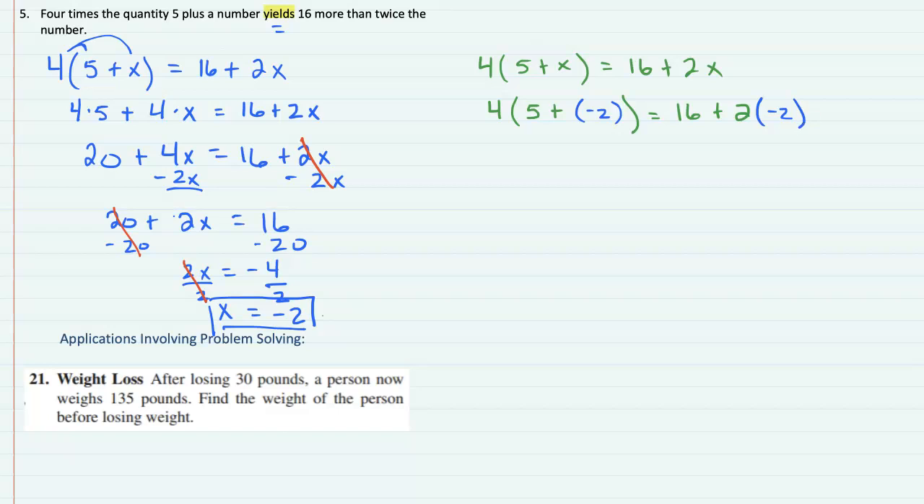Okay, so I've replaced every time I see an x with a negative 2 in parentheses, and I really recommend using those parentheses. So we've got 4, and remember to do what's inside the parentheses first. 5 plus negative 2 is the same as 5 minus 2, so that's 4 times 3 equals 16 plus 2 times negative 2 is going to be negative 4. So 4 times 3 is 12. 16 plus negative 4 is like 16 minus 4, that's 12. So that is true, so this checks.